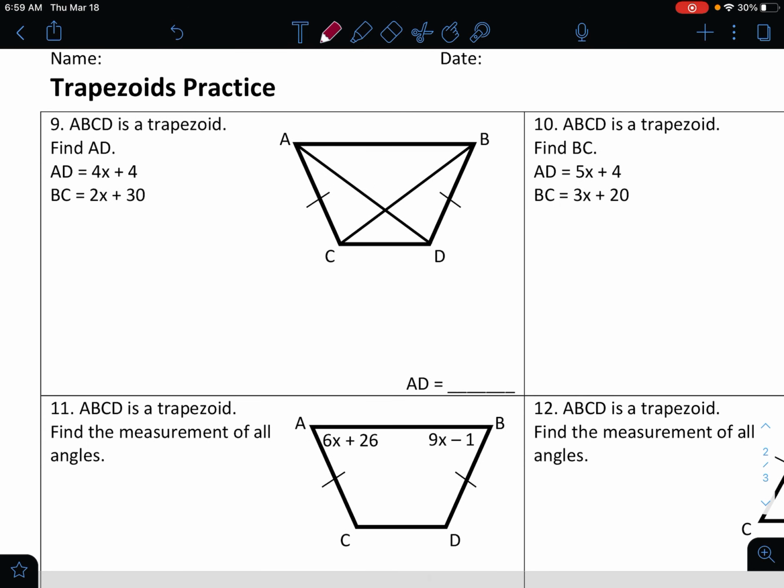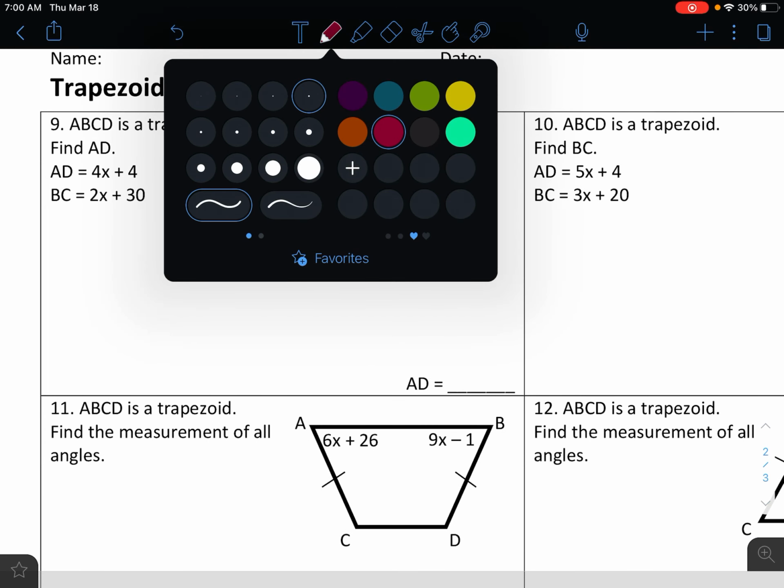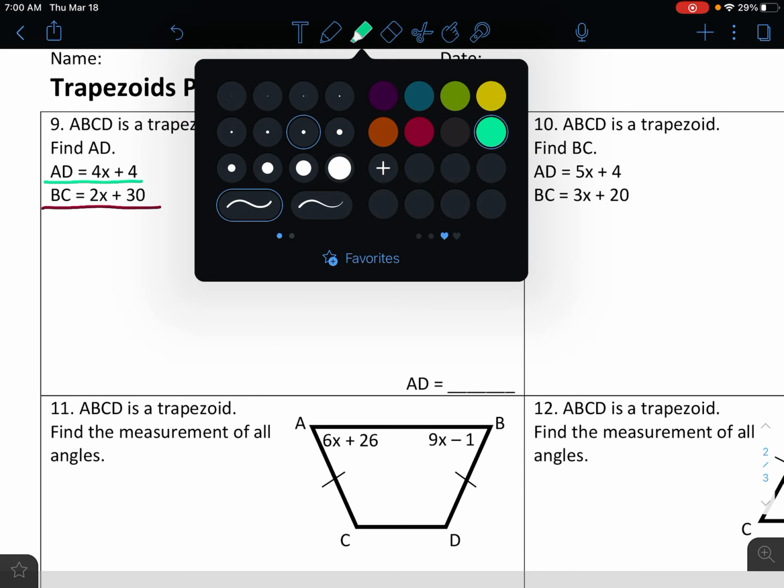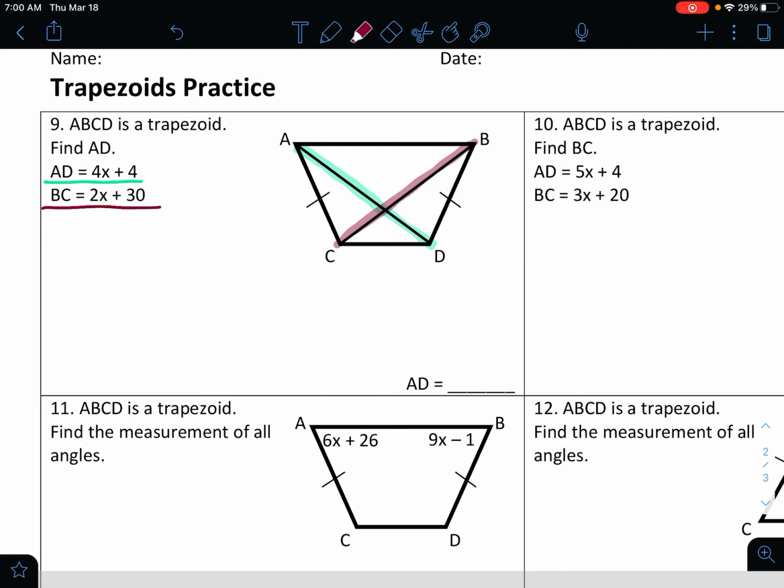All right, so now that you've hopefully tried number 8 on your own, let's do number 9. This time we have these diagonals in the trapezoid. So AD is here, and then BC is here. We can see that both of those diagonals are congruent to each other because this is an isosceles trapezoid. We can tell that because of these 2 markings right there. So since it's isosceles, those diagonals are congruent.